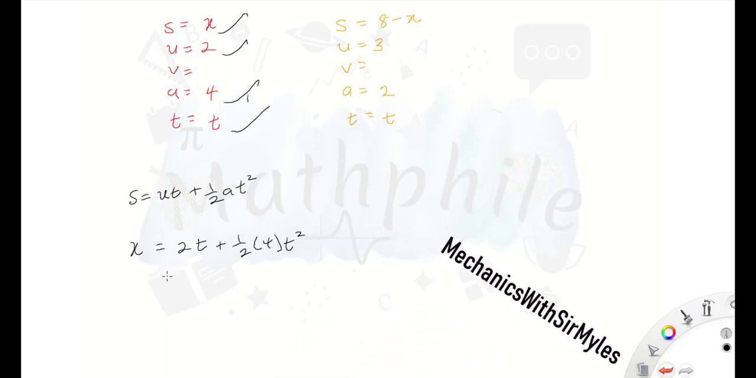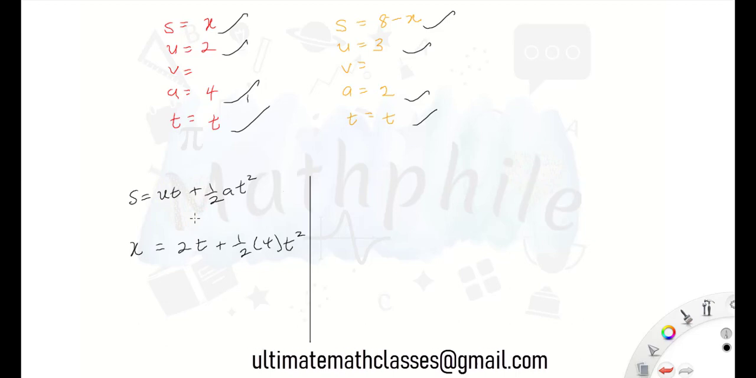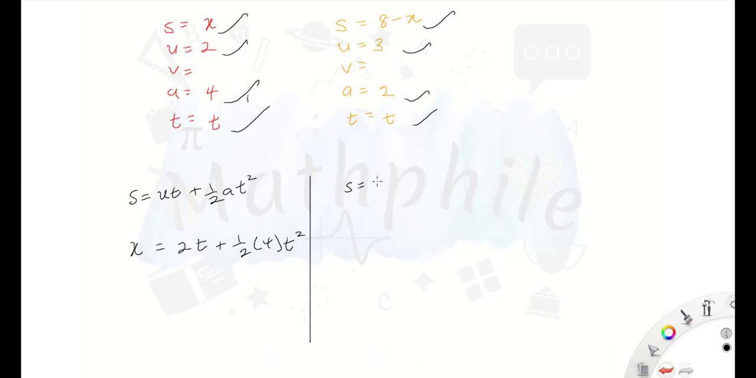Again, let me try with the second particle. I need an equation that connects the 4. It's the same thing: S equals UT plus half AT squared. And this, taking from 8 minus X, is equal to 3T plus 1 over 2, A is 2, and T squared. Is that okay? Okay.